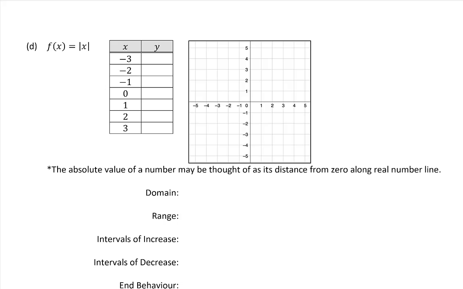value function. The absolute value of any number may be thought of as the distance from 0. So if you think of it that way, then negative 3 is 3 units from 0. Negative 2 is 2 units from 0. Negative 1 is 1 unit. 0 is 0 units. 1 is 1. 2 is 2. And 3 is 3. And you see we get what appears to be two straight lines or a V. That is the absolute value function.